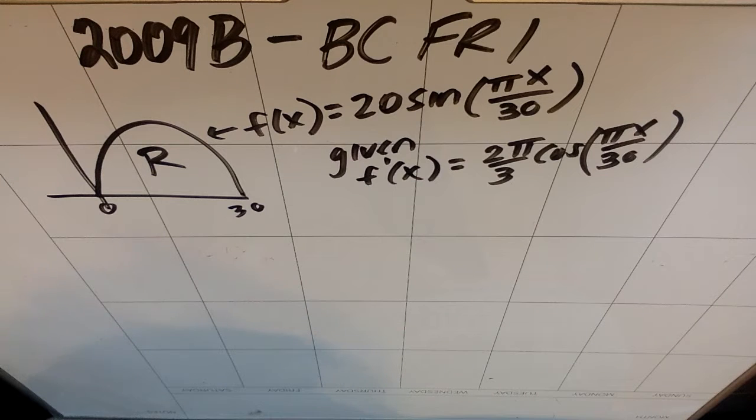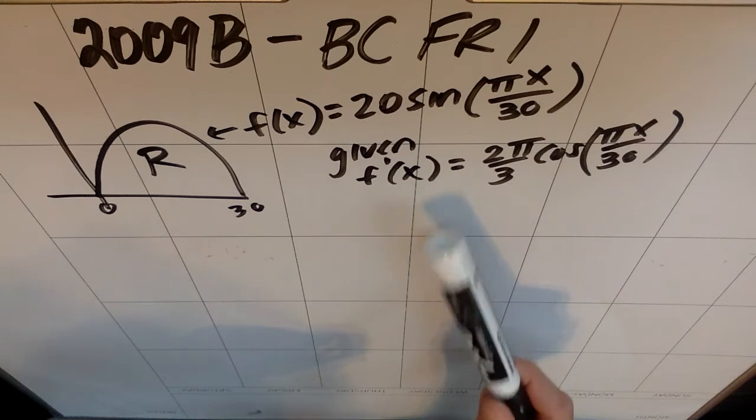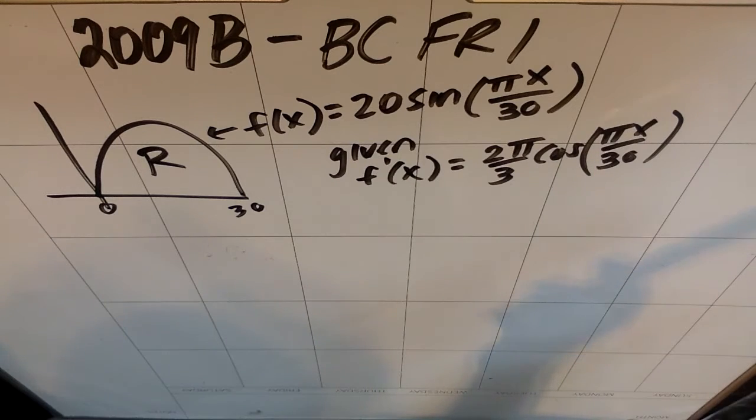The base of the birthday cake is the region R in this very poorly constructed version of a graph that I have, but it's much better on the actual paper. It's the region bounded by y equals f of x from 0 to 30. So you can see the 0, you can see the 30, and you can see that this is my f of x, which is defined as 20 sine of the quantity pi x over 30. They also give you the derivative of f. It's not a difficult derivative to find, but they told you that f prime is 2 pi over 3 times the cosine of the quantity pi x over 30.